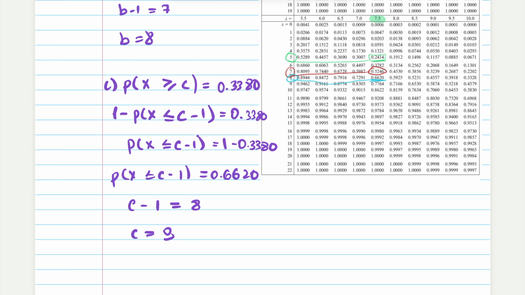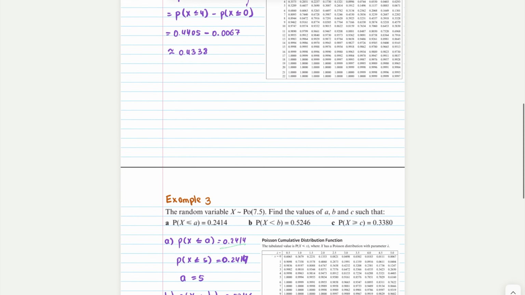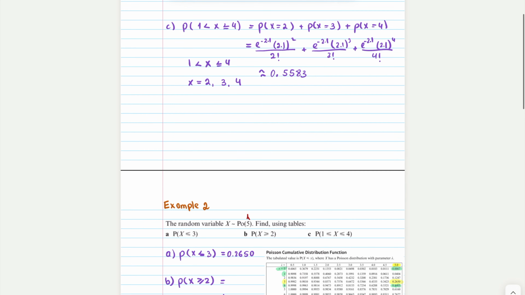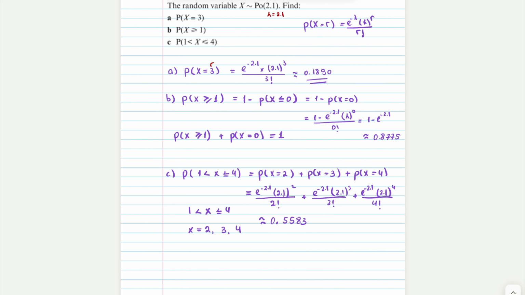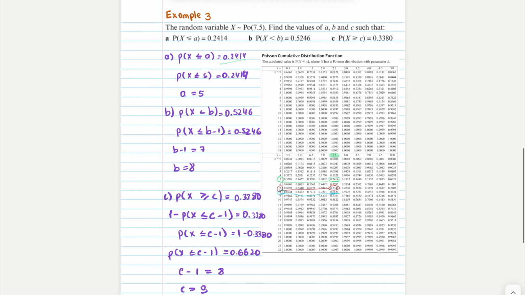Alright, so that's the end of all the examples that I do. Hopefully you understood how to deal with the Poisson distribution. When you're solving the question, it's almost like a binomial distribution, with a difference.